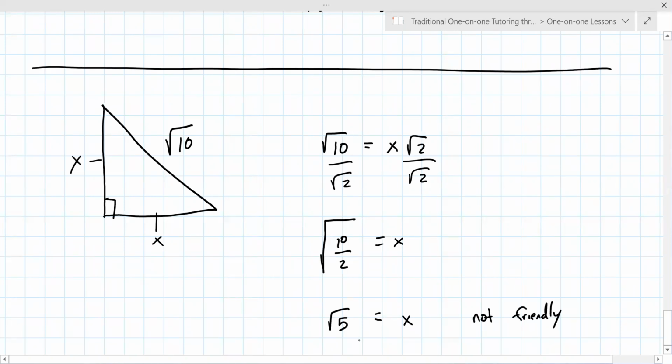But this is your final answer. And that's an answer you might see on a multiple choice. You would not see it on the free response because there wouldn't be a way to enter that. Unless you had a calculator, I suppose.